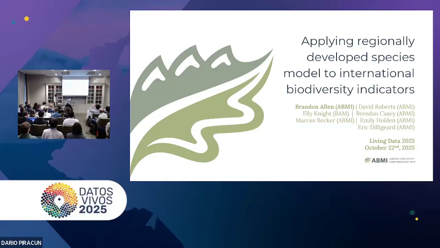Yeah, thank you. So I'm going to be very much continuing on this topic of using BON in a Box and trying to understand how we can apply regionally developed species distribution models to international biodiversity indicators. So off the get-go, though, I'm just going to acknowledge the species models I'm talking about today were developed by a large group of modelers, both at the Alberta Biodiversity Monitoring Institute and the Boreal Avian Modeling Institute.